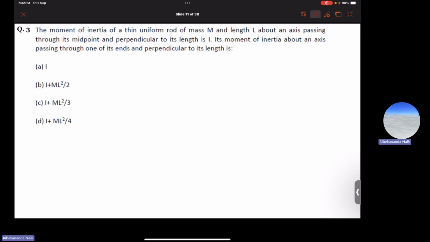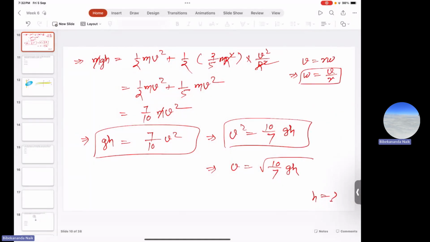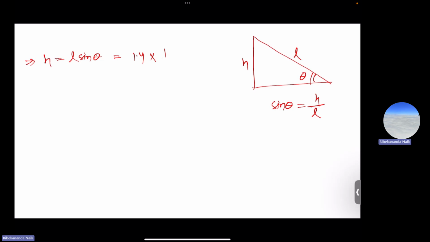So what will be the value of h? Let me add another slide. Now consider the scenario. This is the slope, this is h, this is l, this is theta. So sine theta will be h by l, so h equals l sine theta. That implies h is 1.4 into sine theta, which is given in the question as 1 by 10. So it is 0.14 meter.